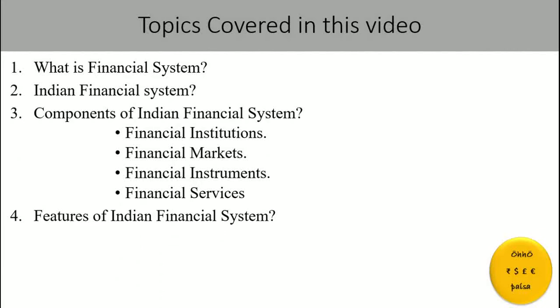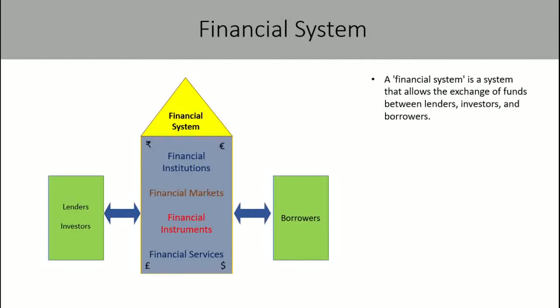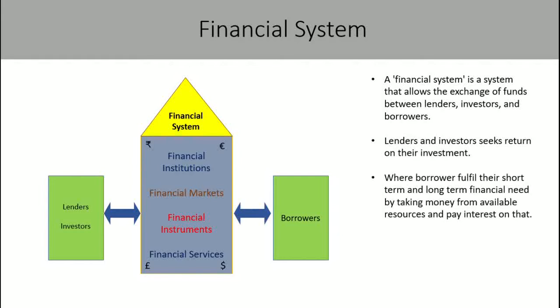So first, what is a financial system? A financial system is a set of institutions such as insurance companies, banks, non-banking financial companies, stock exchanges, and regulatory authorities. What they do is allow and permit the exchange of funds between lenders, investors, and borrowers, where lenders and investors seek return on their investment, and parallelly borrowers fulfill their short-term and long-term financial needs by taking money from the available resources and paying interest on that. By facilitating this process, the financial system helps in the creation of wealth in the economy by linking savings with investment.